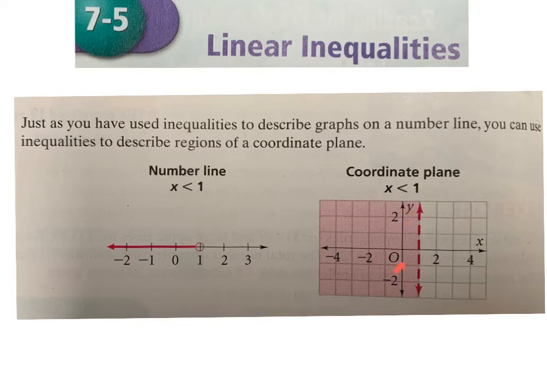On a coordinate plane, x is less than 1 rather, there would be an entire line here at 1. And we would shade everything to the left of the line because now we're talking about x's and y's, not just x's, all right? And so when you graph on the coordinate plane like this, we're going to graph the line and then we're going to decide if we shade above the line or below the line to determine what we're representing for our answers here.